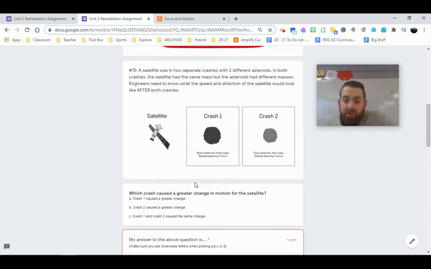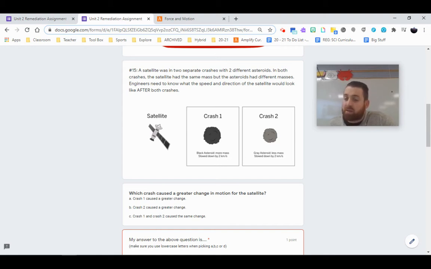So let's go ahead and dive into our simulator to figure out which crash caused a greater change in motion for our satellite. Was it crash 1, 2, or did they have the same change? Now, a few things before we get into it. Number one, the satellite will have the same mass in both crashes. Crash 1 has a larger asteroid. Crash 2 is a smaller asteroid. Both asteroids change their velocity equally.